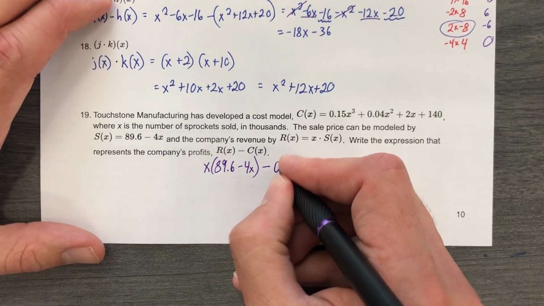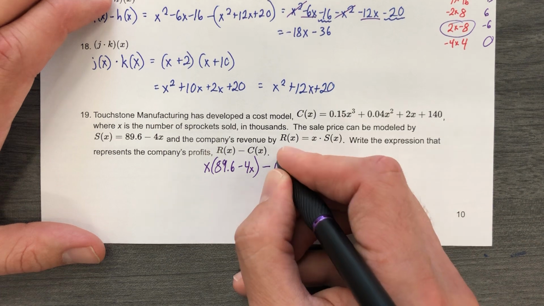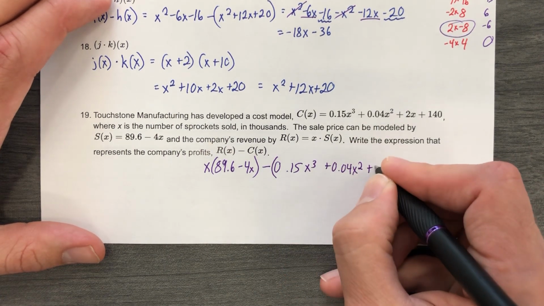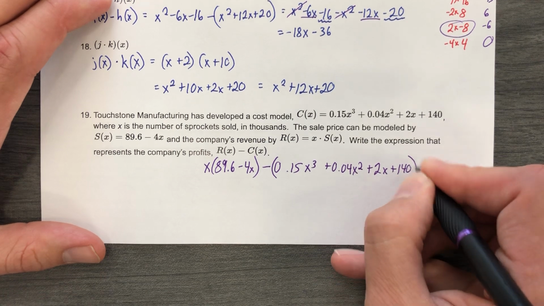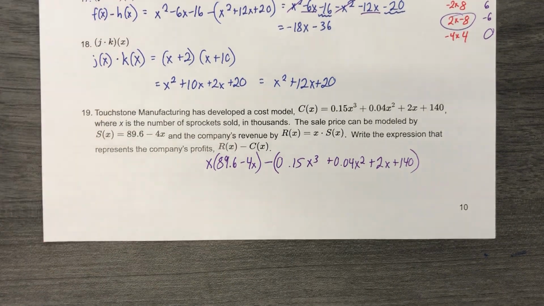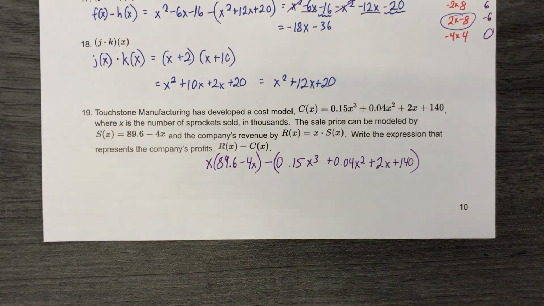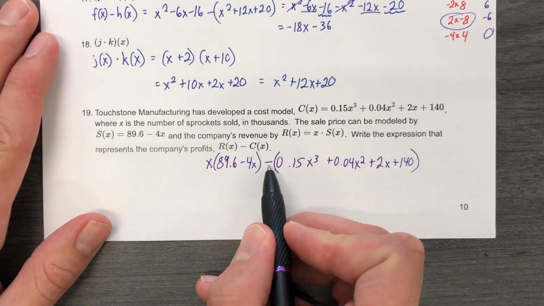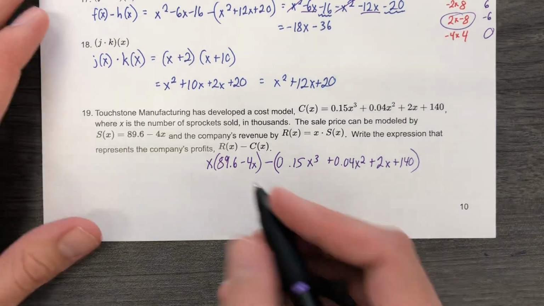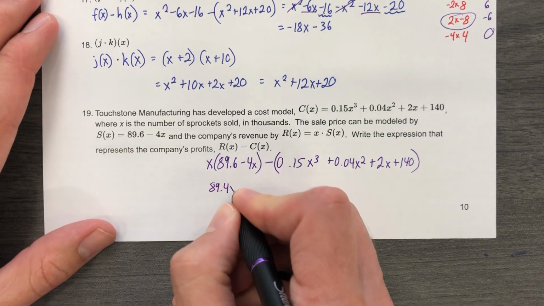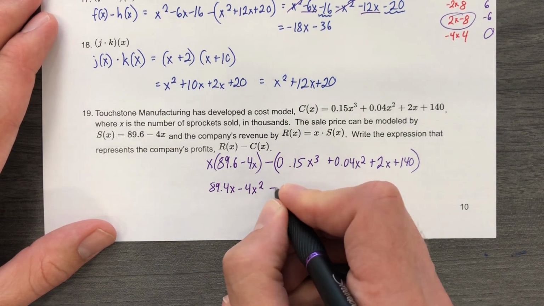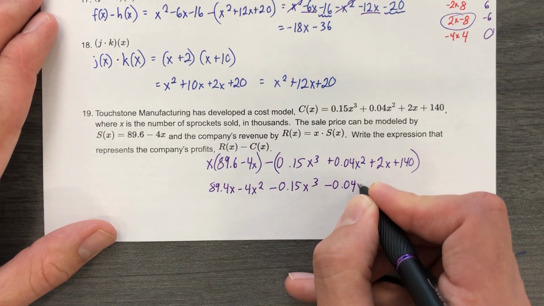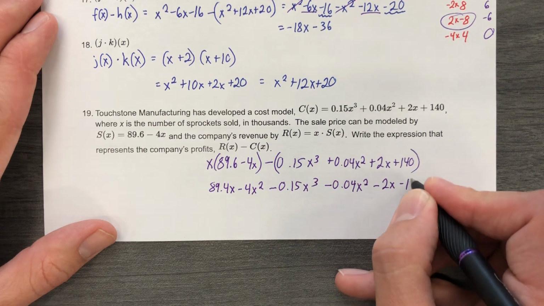So 0.15X cubed. Oh, I'm going to subtract the whole thing. Plus 0.04X squared plus 2x plus 140, and we're going to just simplify this. And order of operations here, I would say let's do parentheses first. There's nothing to do in the parentheses, but we will multiply before we ever start putting like terms together, right? So 89.4x minus 4x squared minus 0.15x cubed minus 0.04x squared minus 2x minus 140.